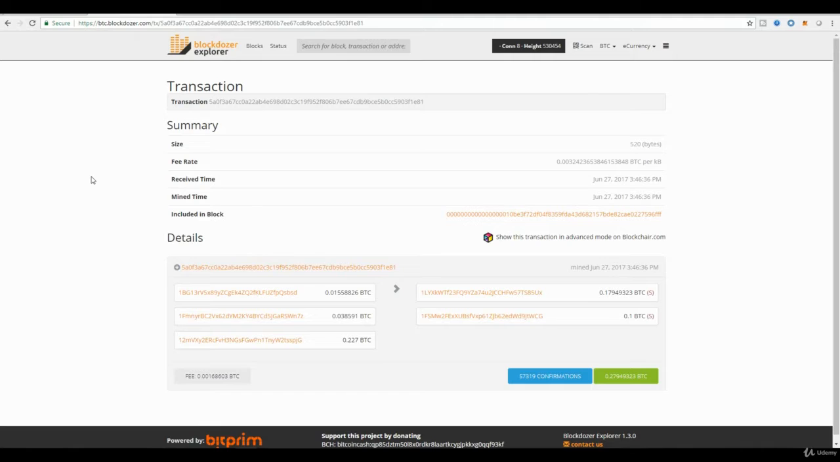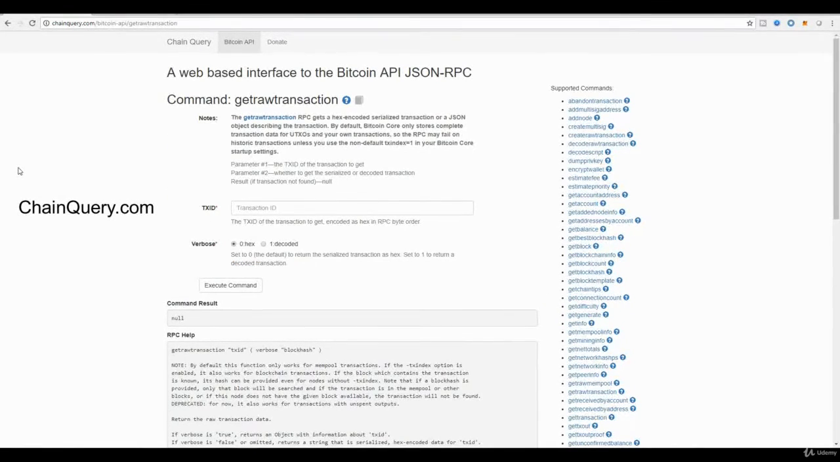Now, if you were running a full node at home, you would have access to this information via the command line. But since most people don't have that, I will be using a different interface. To do so, I would like to encourage you to go to chainquery.com. Chainquery.com is a website that lets you look inside the Bitcoin API JSON RPC using a web-based interface. So what you will be seeing is information from a full Bitcoin node, and you'll be able to look at the individual transactions and the individual blocks, but from the standpoint of the Bitcoin API.